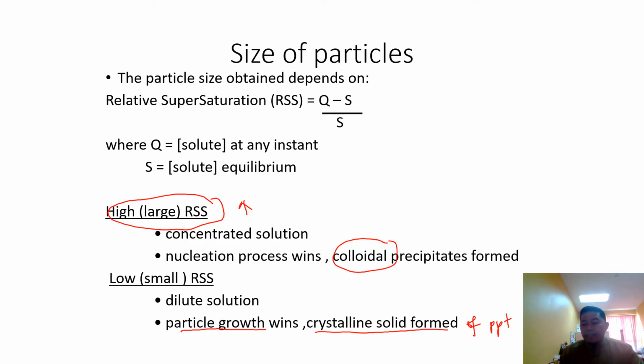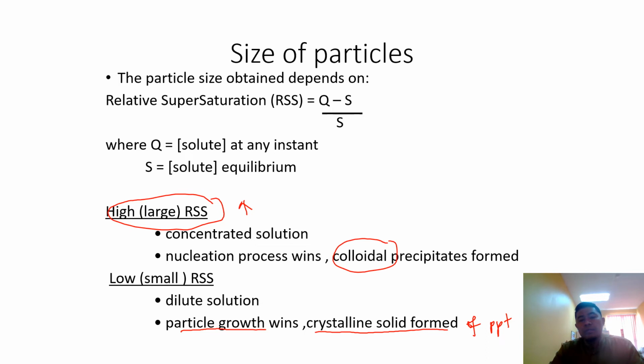Okay, so here, as you can see, this is the size of the particle. This is a formula to get the particle size. If you want to measure the particle size, you can use this formula: RSS, relative supersaturation, equals (Q minus S) over S, where Q is the solute concentration at any instant, meanwhile S is the solubility at equilibrium.